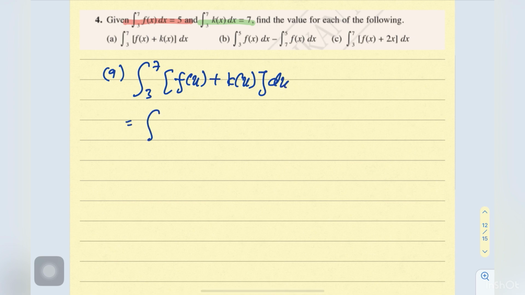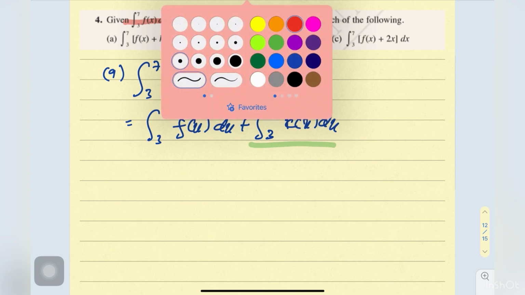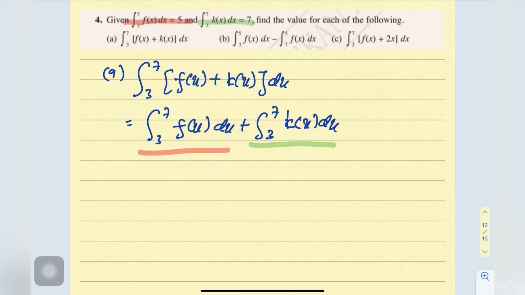Okay, first of all, we separate first. So it becomes the integral of f(x) dx plus the integral from 3 to 7 of k(x) dx. Okay, so we need to choose the correct value. Here we have k(x) and this one is f(x). For f(x), the integral from 3 to 7 of f(x) dx equals 5. The integral from 3 to 7 of k(x) dx equals 7. So finally, the answer is 12.